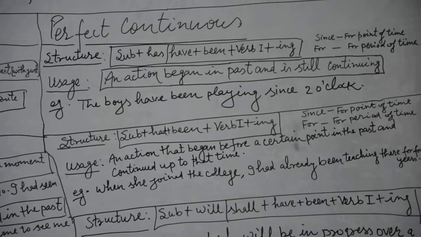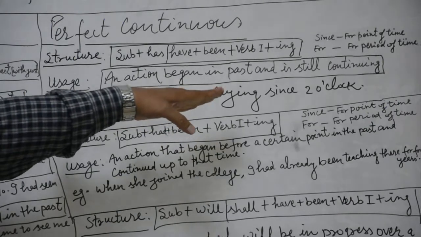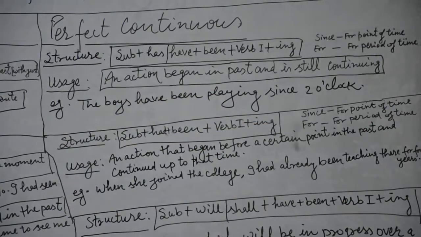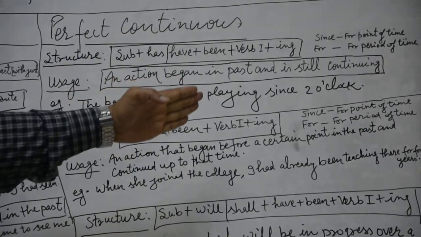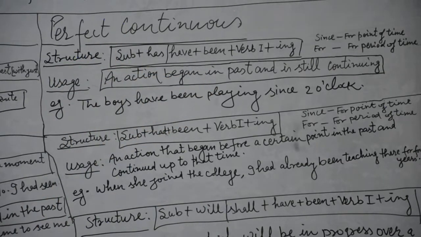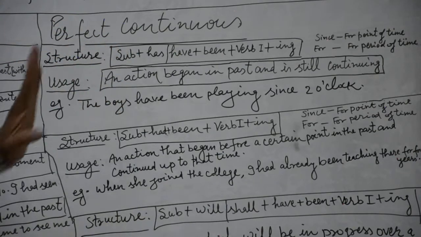Where is this tense used? This tense is used to show an action that began in the past and is still continuing. What is important here is an action began in past and is still continuing. In this tense, to show a point of time we use since, and to show the period of time we use for.